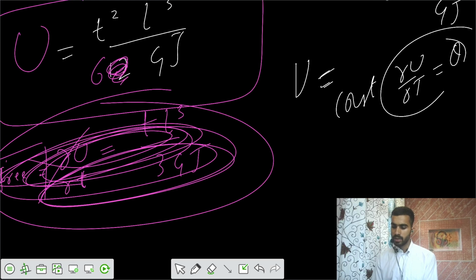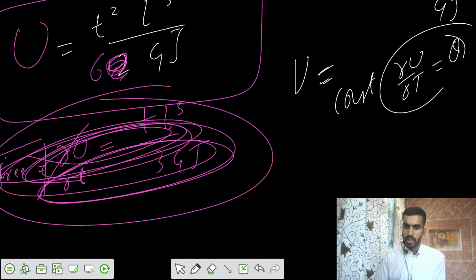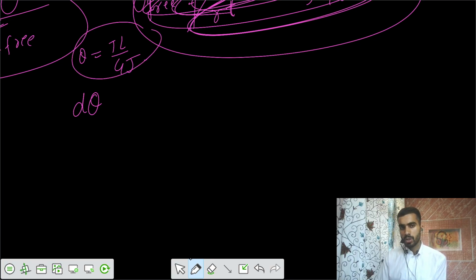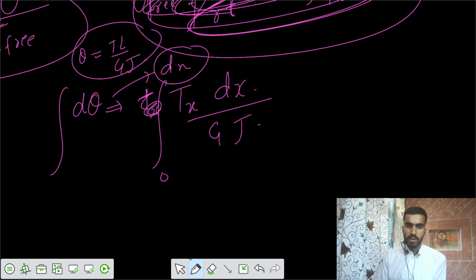So we got the total strain energy. Tx dx by GJ. If you write in this way, the small theta contributed, we have that equation theta equals to TL by GJ. If you say what is the small theta contributed by that small strip of dx, I would write it as T at any x, the strip you took at any x. We have the torque at that location Tx, and you took the strip of dx by GJ. If you use this equation, for total theta you have to integrate it from 0 to L.